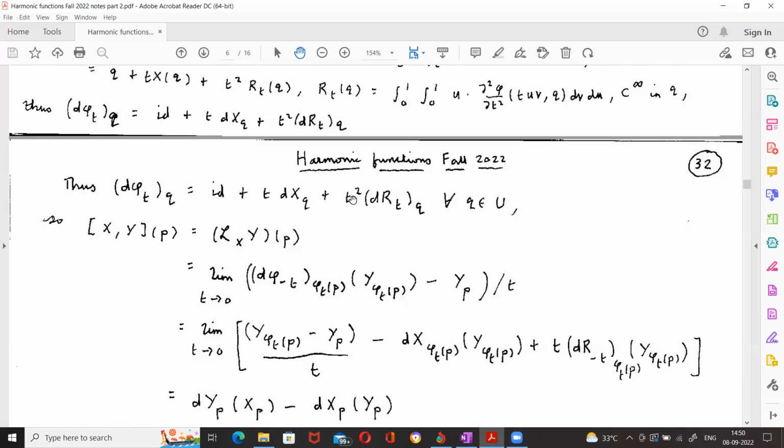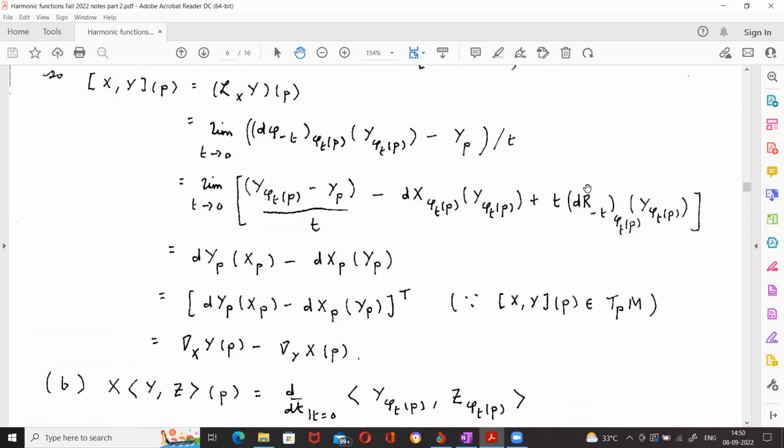And then I'll have a t squared term. The t squared will cancel with the t below to give me a t. So I'll get t times d of r minus t at the point phi t of p applied to y at phi t of p. Is this okay?